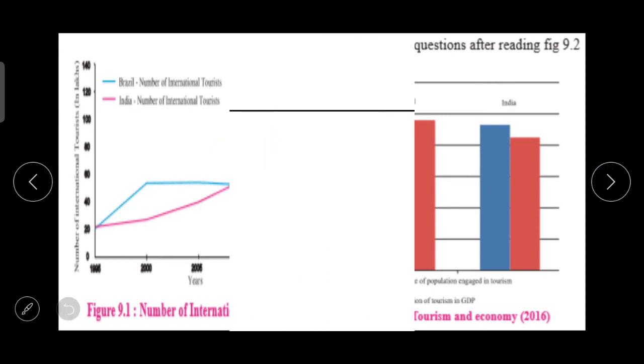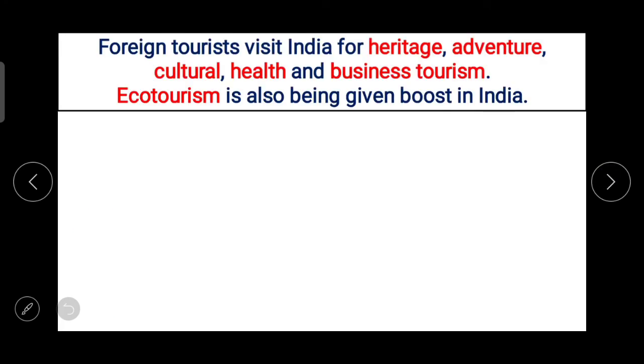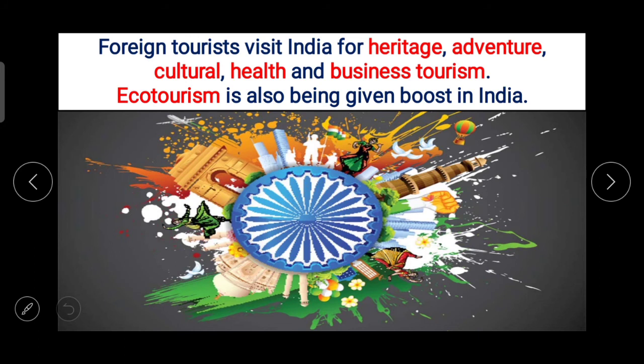Now the next thing, tourism in India. It is seen in figure 9.1 that the number of international tourists in India is constantly growing, but this increase appears to be more after 2010, and this increase in the number of international tourists is consistent, continuously it's increasing. So foreign tourists visit India for what? For heritage or for study of the Indian culture, adventure, cultural, health and business tourism.